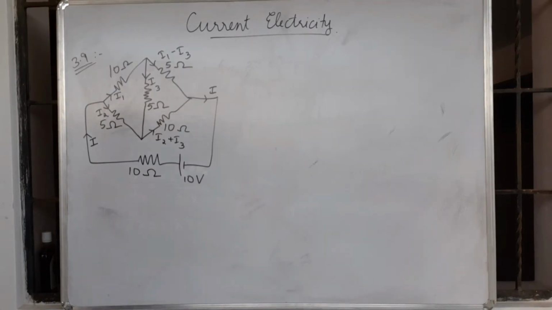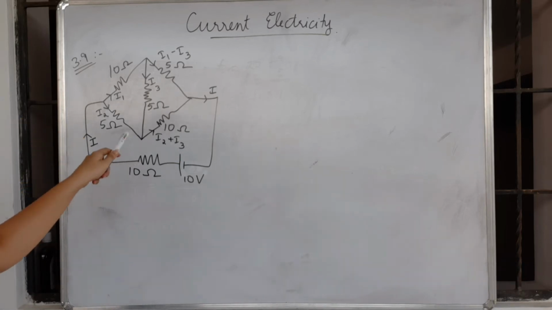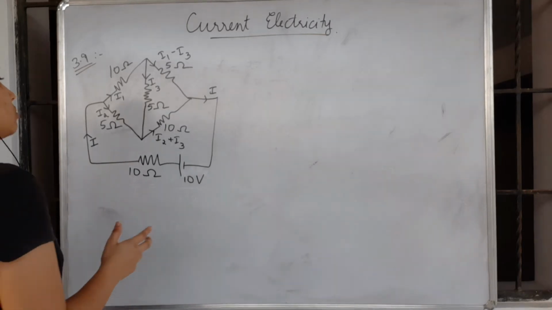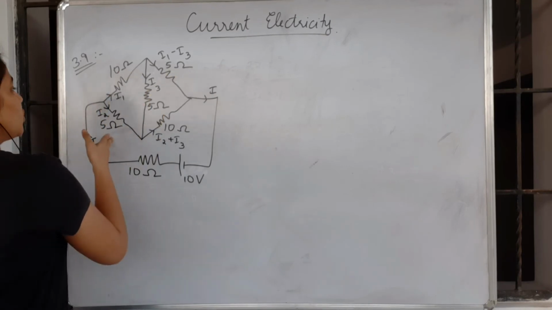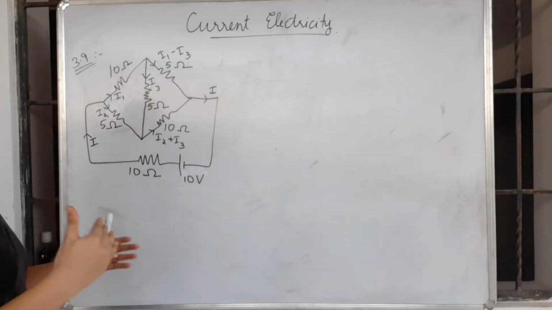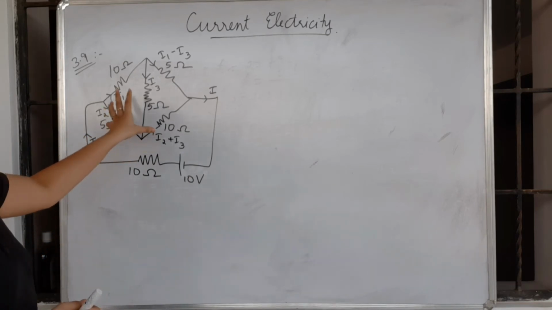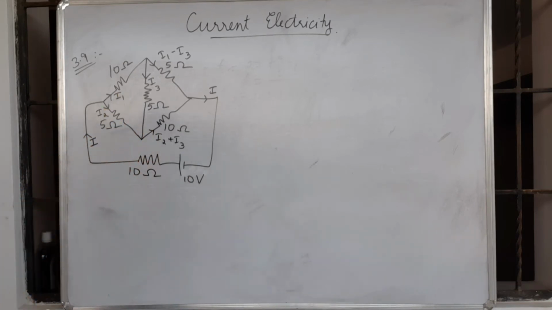The next question is 3.9. In this question, it looks like a Wheatstone bridge arrangement. It is a Wheatstone bridge, but it is not balanced. What do I mean by balanced? Balanced means P by Q equal to R by S. The ratio should be the same. That is not proper here, so it is an unbalanced Wheatstone bridge.